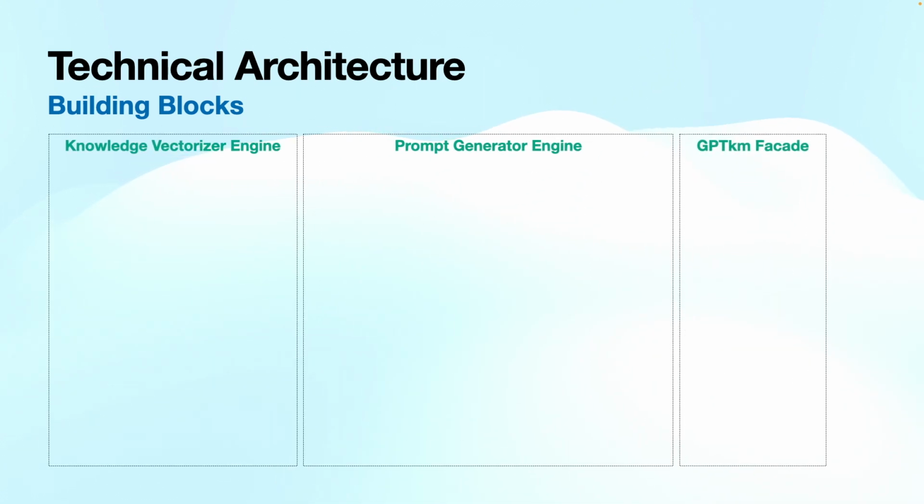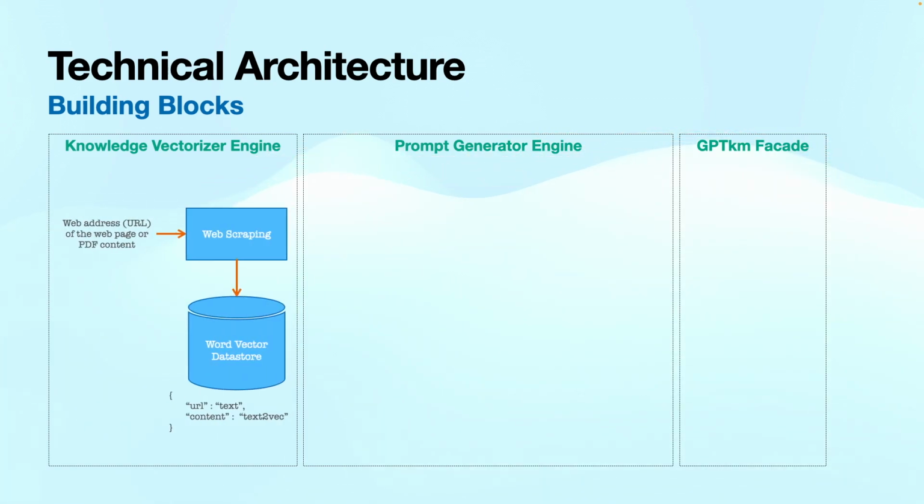On a very high level, there are three building blocks GPTkm is comprised of. First is the knowledge vectorizer engine. In this block, we manage reading from data sources such as web pages or PDFs and store them as vectors. We can leverage any vector database to store the vectors. We also make sure to store the source of the data so we can potentially use that in our prompts.